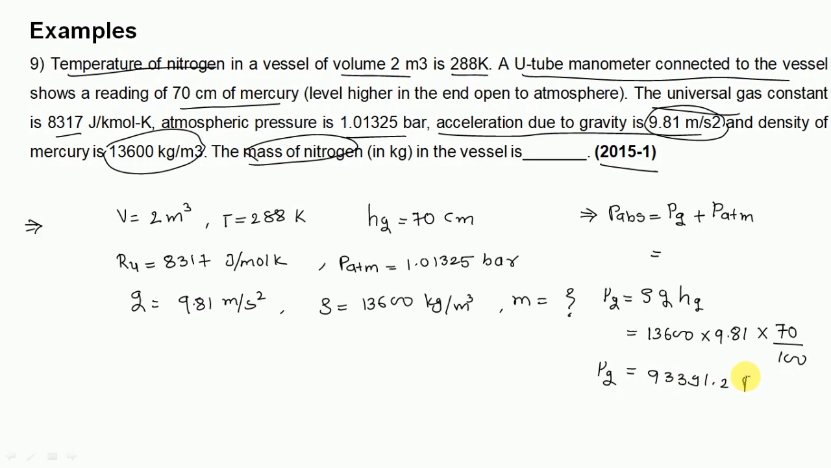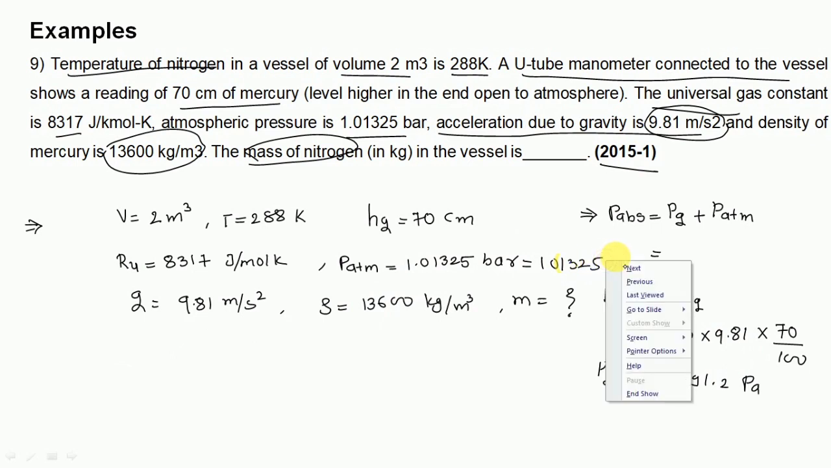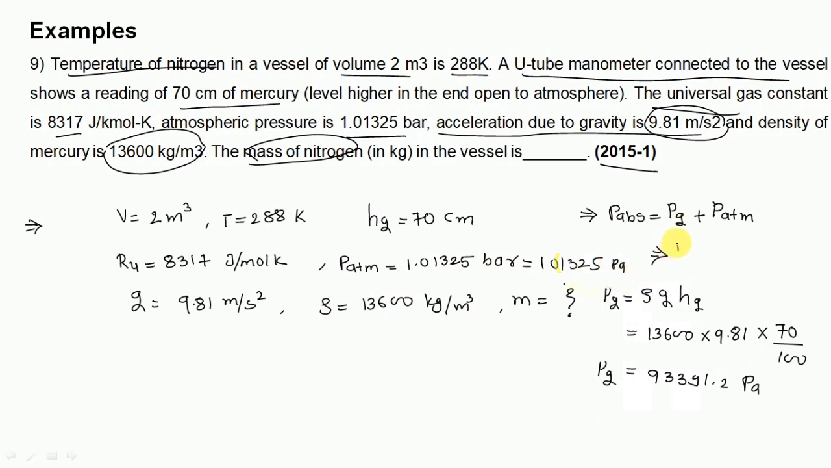The value of Pg is 9391.2 Pascal. Okay, and the value of atmospheric pressure is given, 1.01325 bar. If you convert into Pascal, you get the value 101325 Pascal. So put over here both values, we need to find the P absolute value, and you get the total pressure as 194,716.2 Pascal. I have put the value in Pascal.